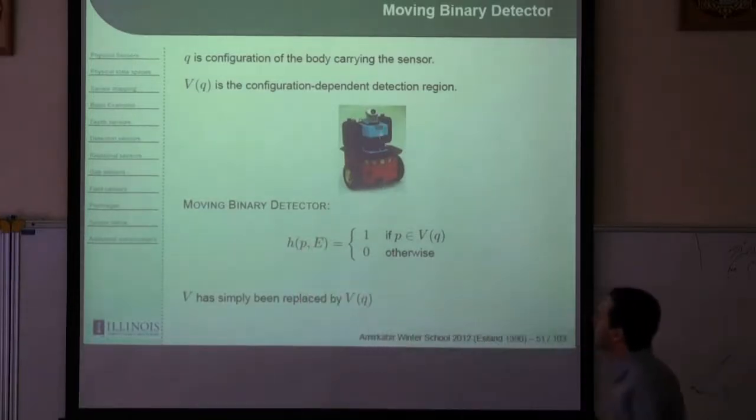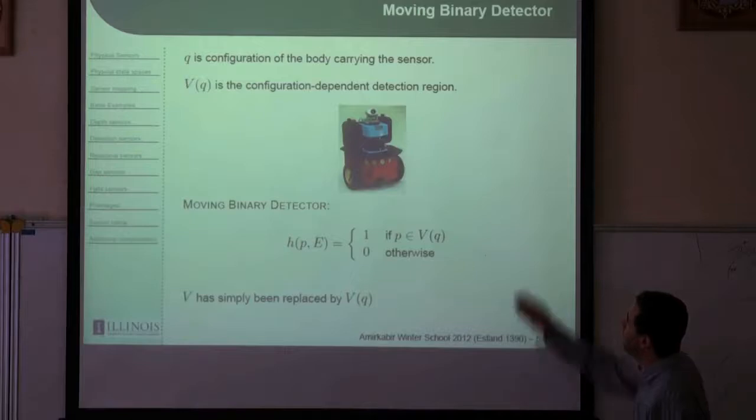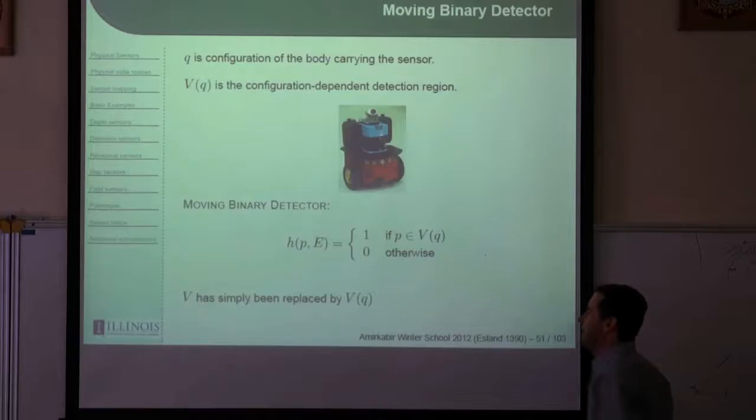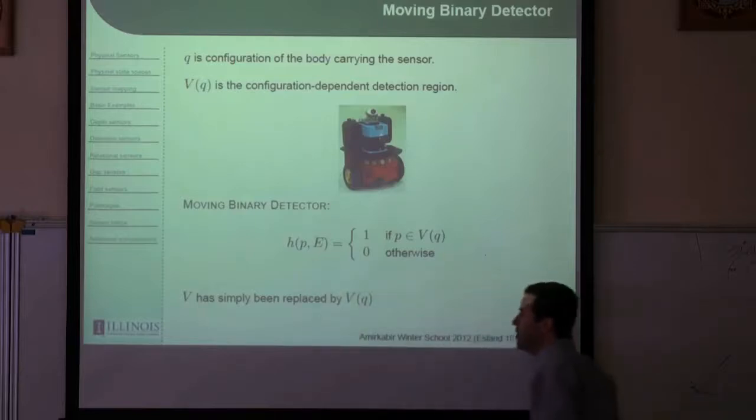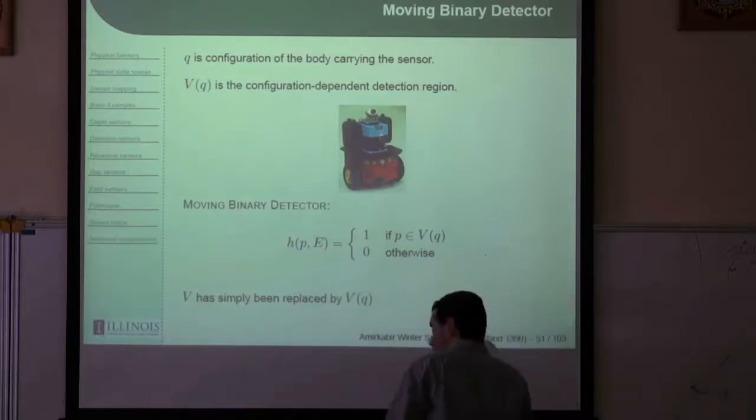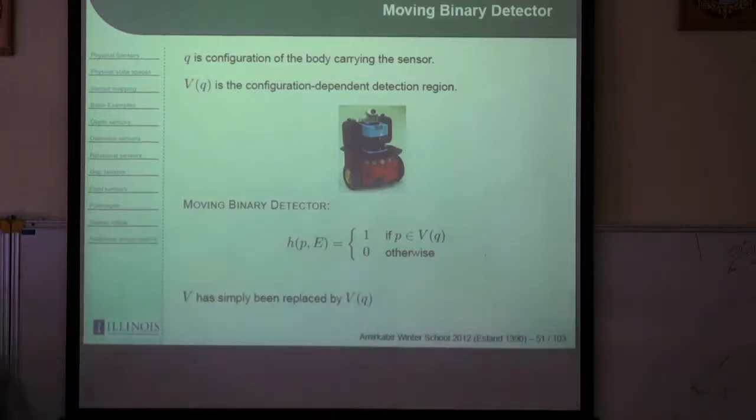And I look at what I have here. I have the configuration of the body that carries the sensor, and then I have the position of the body in the environment. So that gets a little more complicated, right?